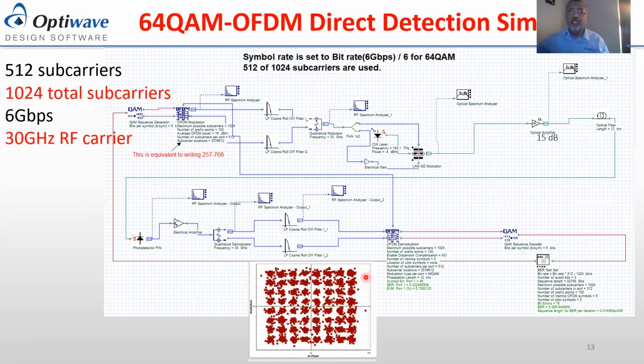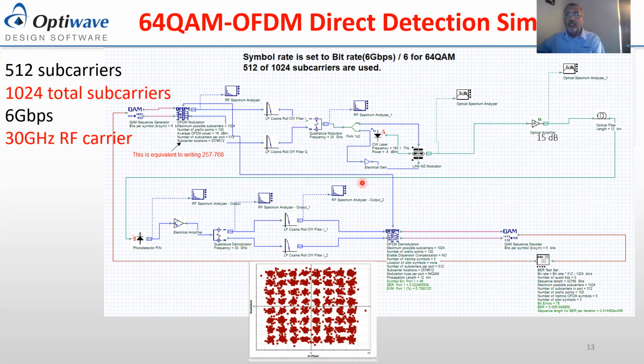In these few slides, I'm going to show you different simulations for the direct detection and coherent detection systems, using commercial software from Optiwave called OptiSystem. In this software, the first simulation here shows 64 QAM OFDM system using 512 subcarriers, and the bit rate in the system is 6 gigabit per second.